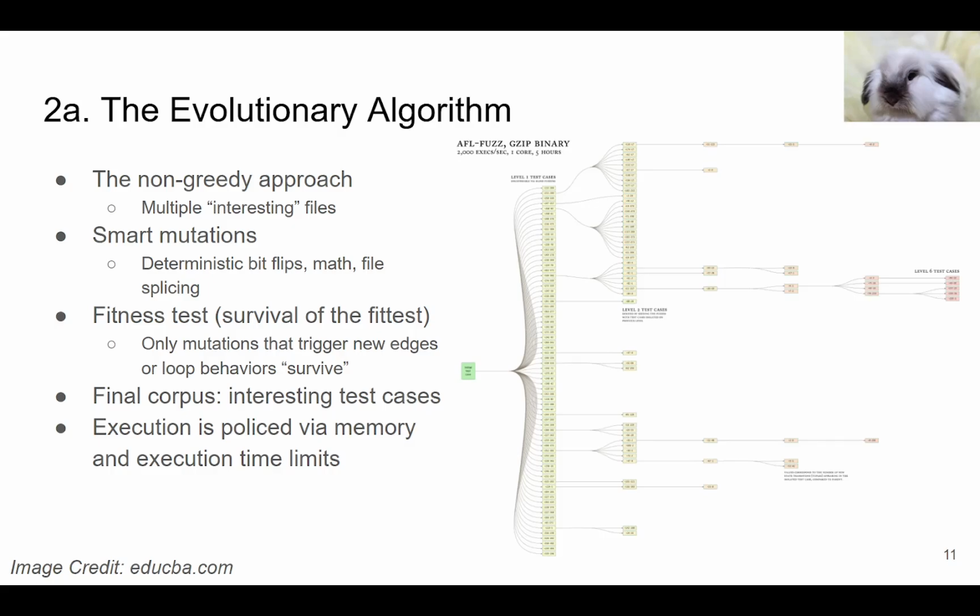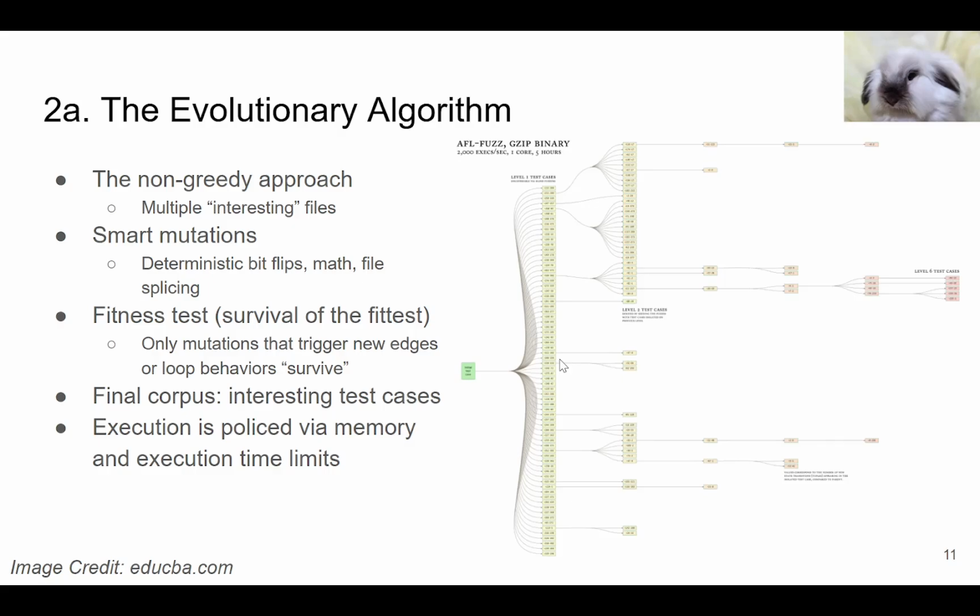And in doing so, it's able to explore disjoint features of a data format at the same time. You can see here at the level 1 test cases that it's saving every single quote-unquote interesting edge. AFL relies on smart mutations rather than guessing randomly. It'll use things like deterministic bit flips, different forms of math, as well as splicing different files or test cases together.